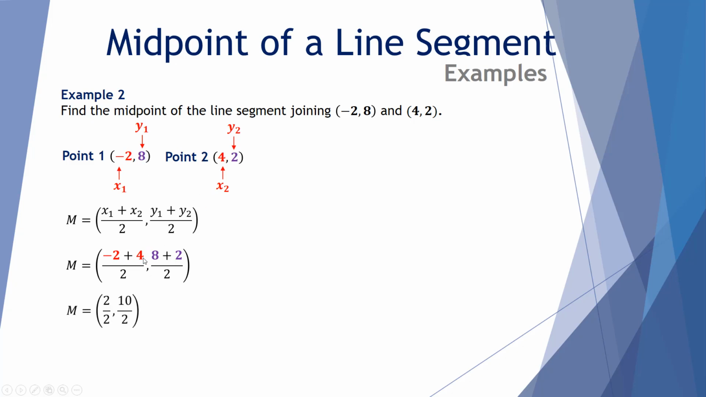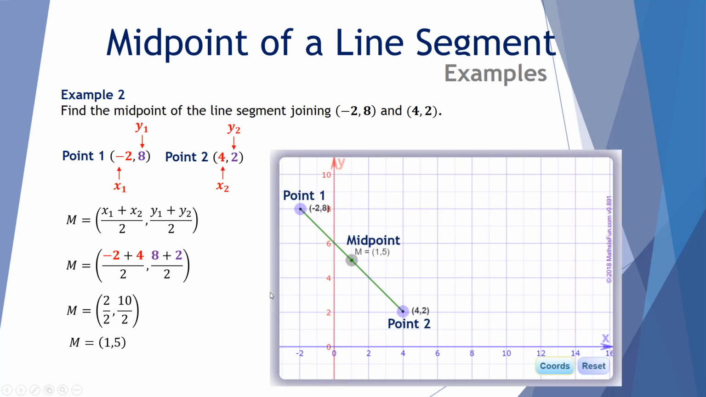Combine them together, -2 plus 4 is 2 over 2. 8 plus 2 is 10 over 2. So our midpoint is an x of 1 and a y of 5. Visually again, here's our point 1 with -2 and 8. Here's our point 2 with 4 and 2. And our midpoint is found right in the middle with the coordinates x equals 1 and y equals 5.